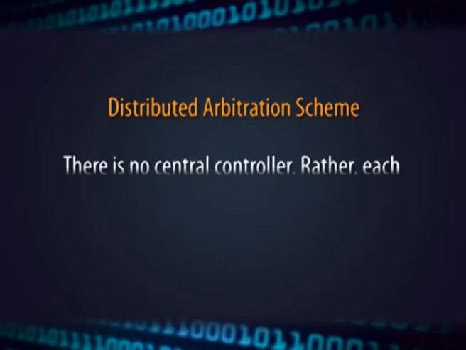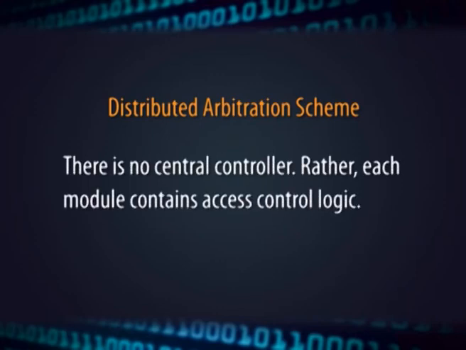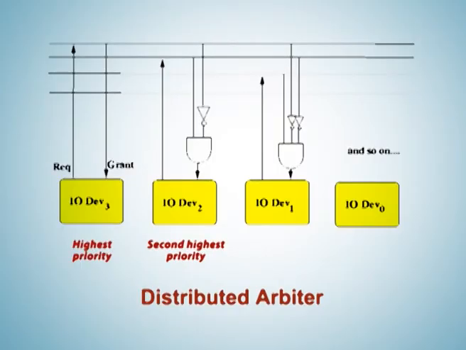In the distributed scheme, there is no central controller. Rather, each module contains access control logic. For example, there are as many request lines on the bus as devices. Each device monitors each request line after each bus cycle. Each device knows if it is the highest priority device which requested the bus. If the device making the request has the highest priority, it takes control of the bus without any central arbiter assigning bus control to the device. With decentralized arbitration, no arbiter but more bus lines are required.